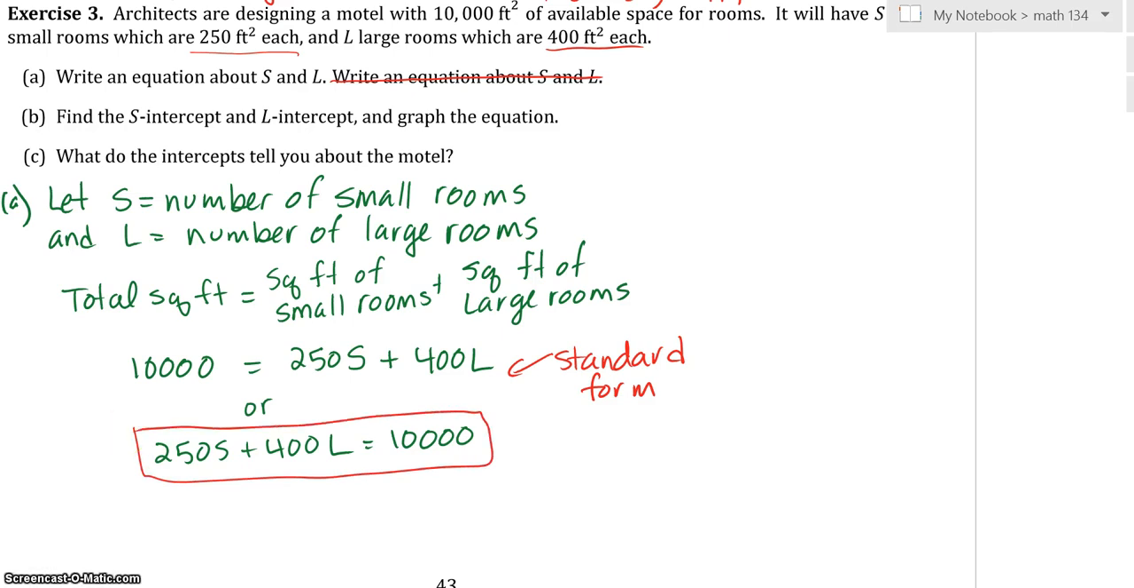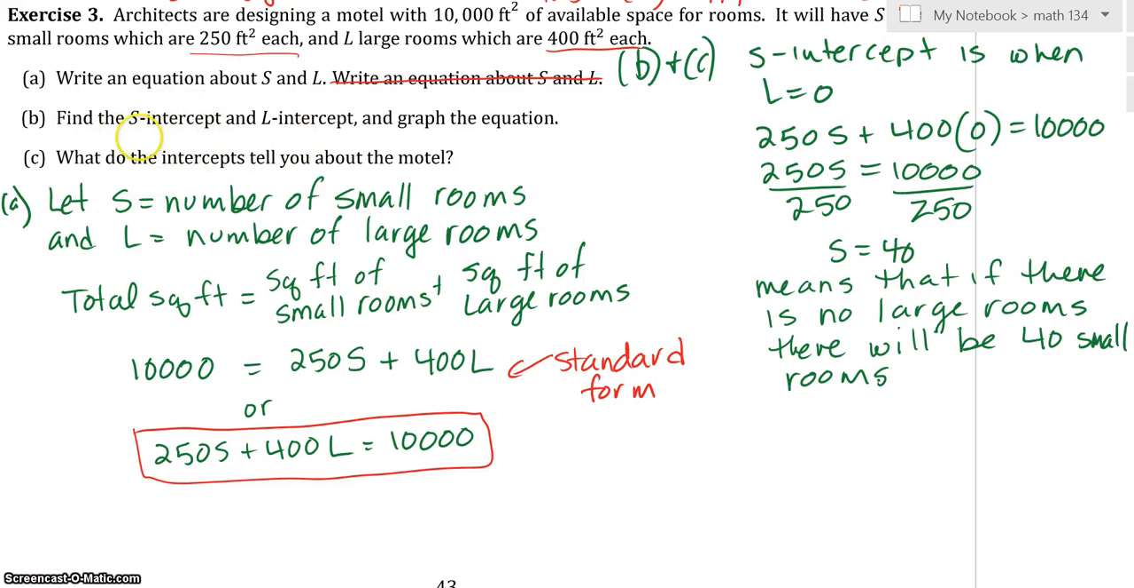So that's part A. Part B and C is from the last section. To find the S-intercept, what we know from the last section is that it's when L is 0. So I plugged 0 into the equation in part A, and that term goes away. Then we just divide both sides by 250 and we have the answer. What does this mean? It means if there are no large rooms, L is 0, there will be 40 small rooms. See if you can do the L-intercept.